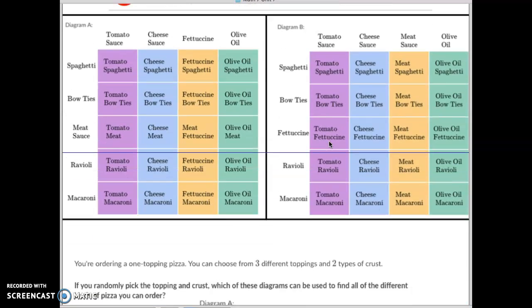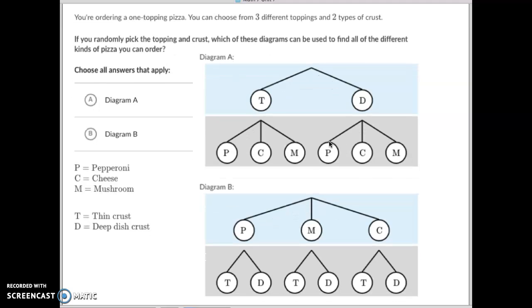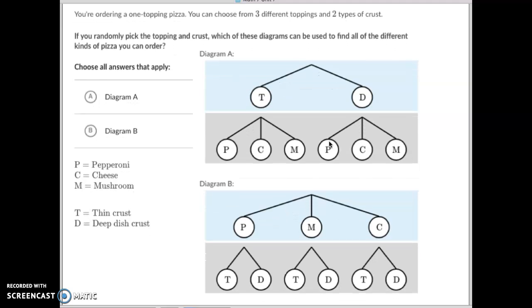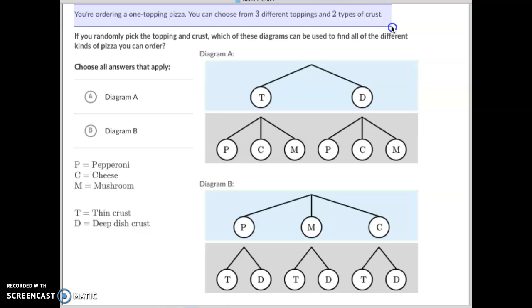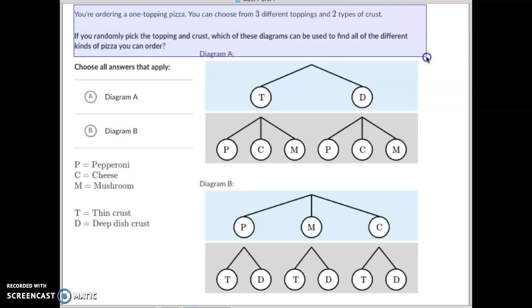Okay, let's do one more. Now we're going to make pizza. We're going from pasta to pizza. All right. So in our pizza shop, we get to make our own pizza. We have 3 different toppings to choose from and 2 different types of crust. Which of the diagrams will give us all the different types?